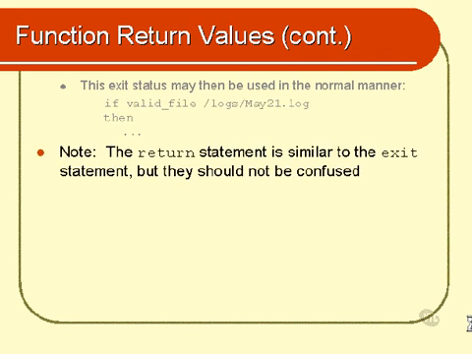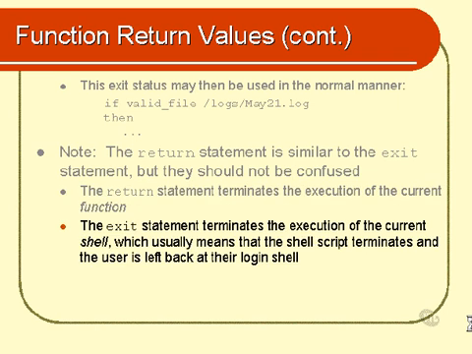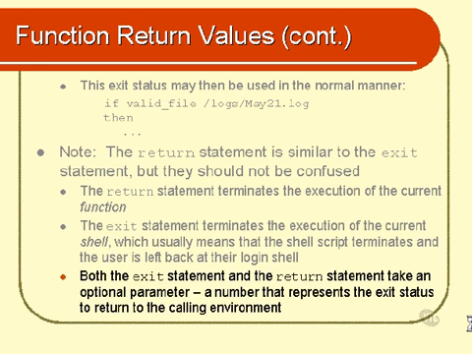Now there's one thing that we actually need to keep in mind when using the return statement, and that is that it's actually similar to the exit statement. Now we've used exit before, we've used exit just on the regular shell command line, and we've probably also used it inside a shell script. They're similar, but they should not be confused. Here's the difference. The return statement actually terminates the execution of the current function, and that's all, whereas the exit statement terminates the execution of the entire shell. Now if you've placed that in a shell script, then that means that typically the shell script will terminate and you'll be left back at your login shell. And whether you use return or exit, both of them take an optional parameter. That number represents the exit status that is returned to the calling environment. Now if it's a function, that represents the function's exit status, and if it's using exit, as in exit the whole shell script, then the number will represent the exit status of the entire shell script.